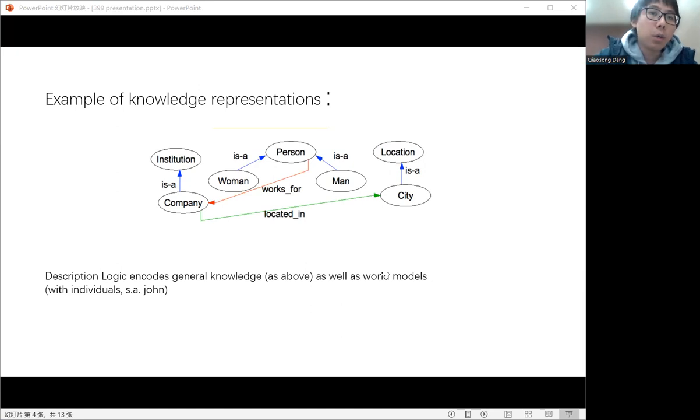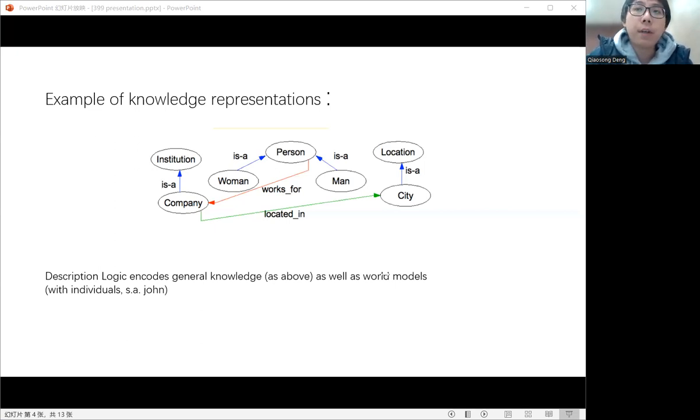Now, we know description logic is a way to do knowledge representation. I will give you an example of knowledge representation. In this diagram, we can see many concepts such as person, man, woman, and location. And you can also find the relations between these concepts, like woman and man are both people. A company is an institute that is located in a city, and a city is a location.